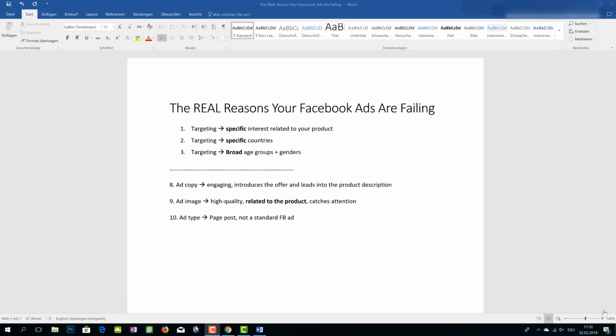Today we're talking about the real reasons your Facebook ads are not working. I'm in the unique and very exciting position to learn not only from my own mistakes, but also now that I'm helping others, I get to see what mistakes they make early on and hopefully point them in the right direction and then see them succeed.